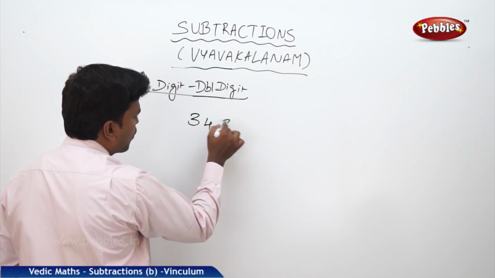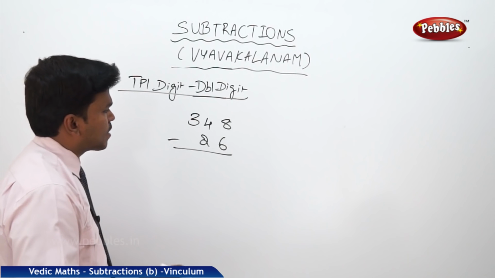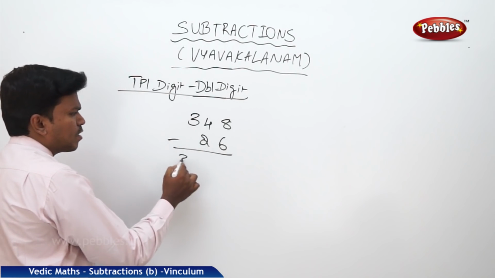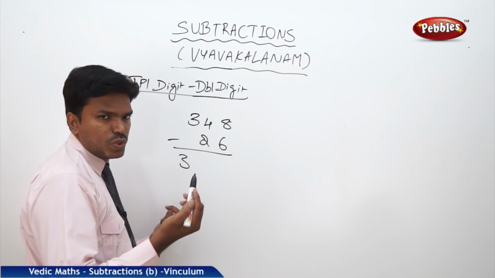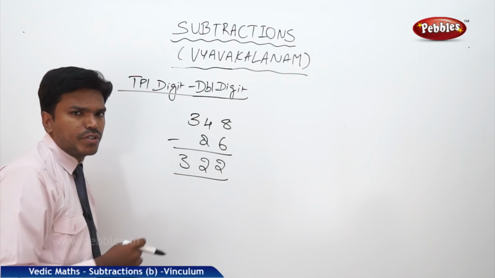Suppose 348 minus 26. I want to subtract 348 minus 26. Now, the same way, start from left to right, drop 3 as it is. So what is 4 minus 2? Directly you can subtract, 2. What is 8 minus 6? 2. That's it, simply 322.